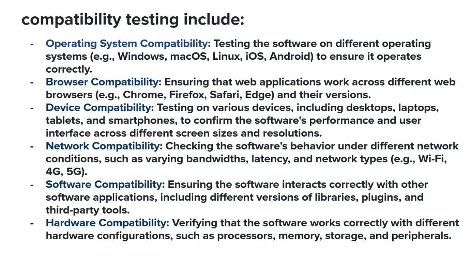Along with the software, hardware compatibility is also important. We know that systems can have different types of hardware like memory, storage, RAM, etc. So we should verify that the software works correctly with different hardware configurations, such as processors being different, memory might be different, storage might be different across multiple devices, etc. So that comes under hardware compatibility. These are the different types of compatibility we have to cover during compatibility testing depending on the requirement of the application.